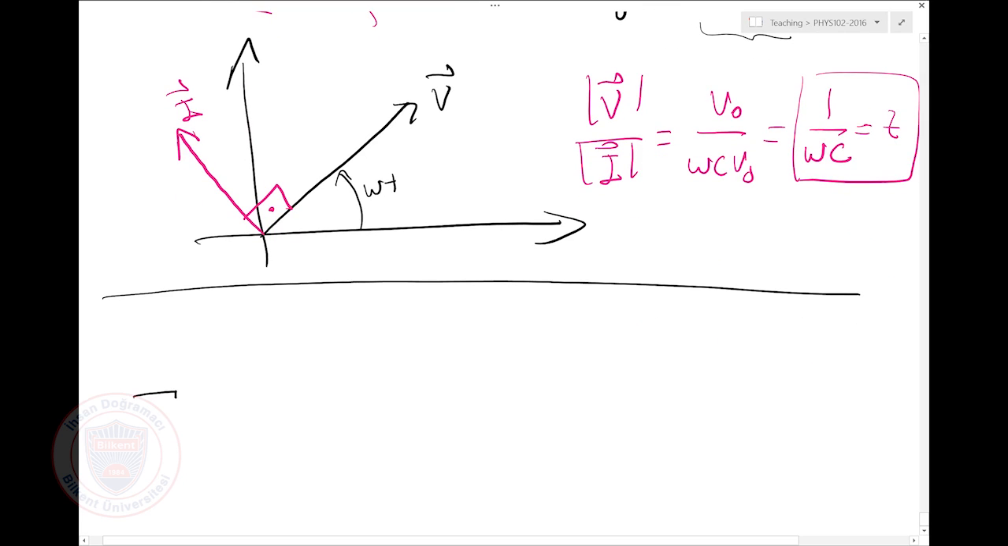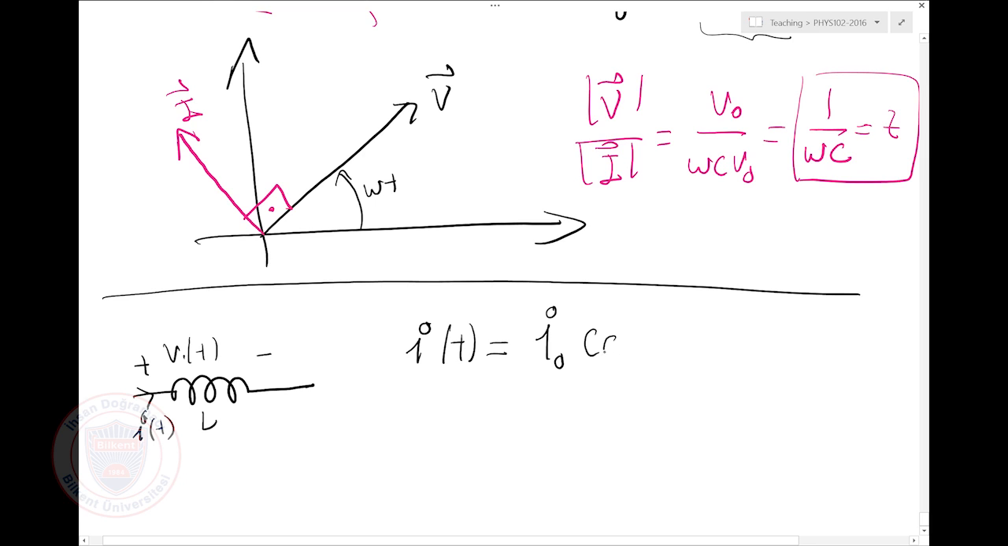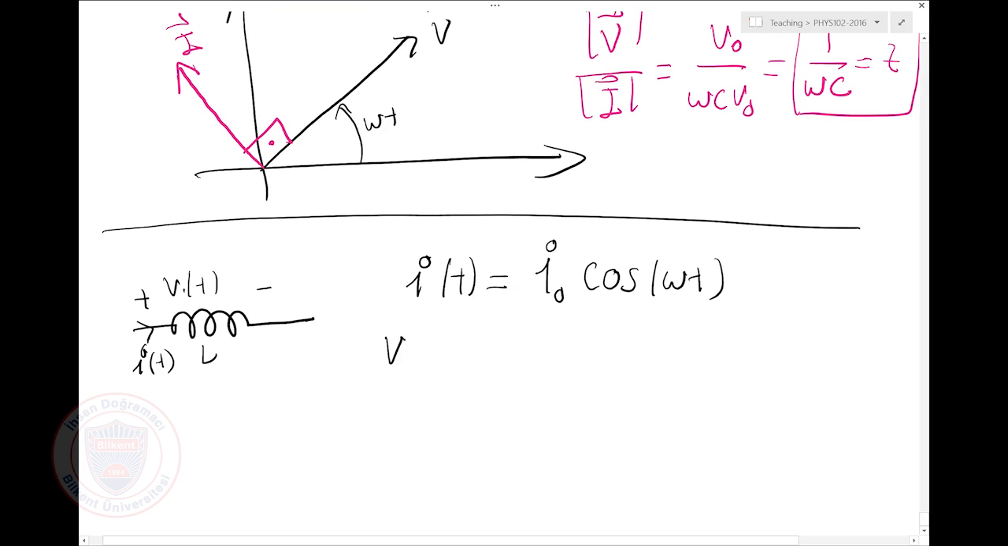Now, let's do our third element, the inductor. I have plus minus. I'm applying V of t here. I'm wondering what's I of t. Now I'm going to do this a little bit different. I'll say if the current on my inductor is I0 cosine omega t, what is the voltage on it?